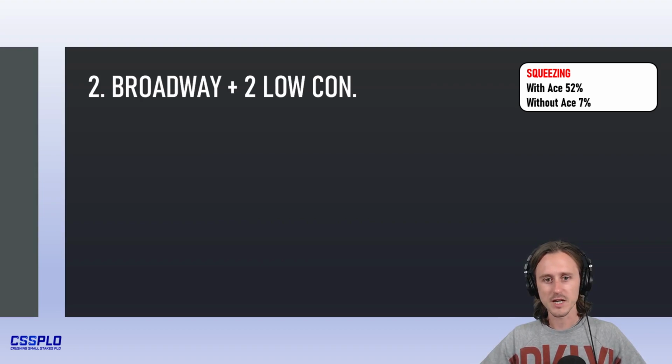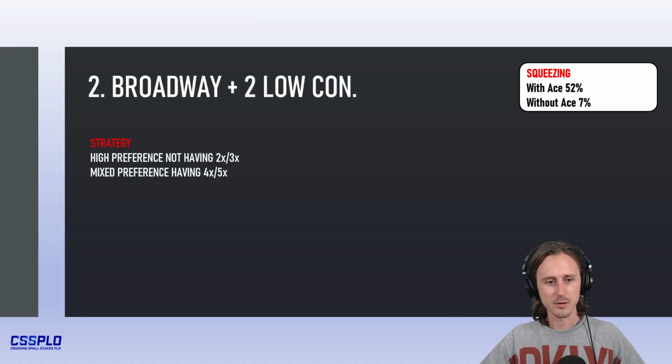2 Broadways and 2 low connectors in this situation. Let's look at what we're looking at here. You can see with the ace, 52% of the time we are squeezing. Without an ace, there's only a 7% squeeze looking into this category. So again, the ace is a very important asset in our hand.